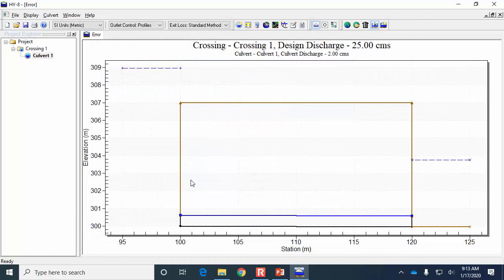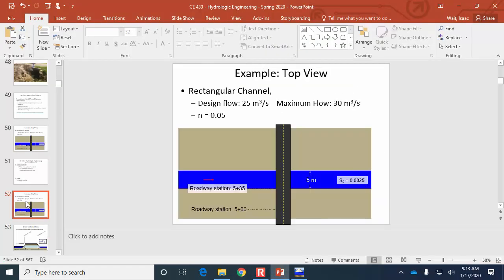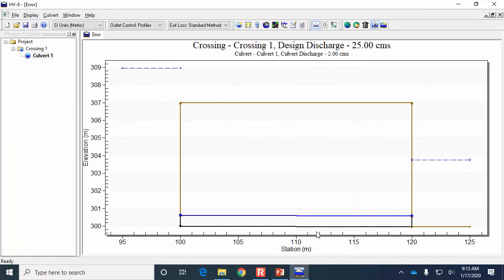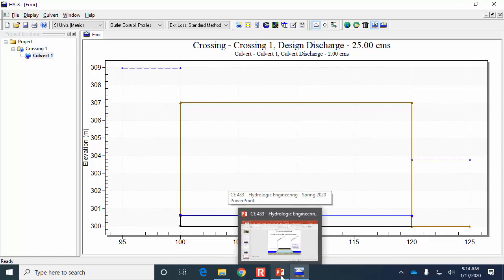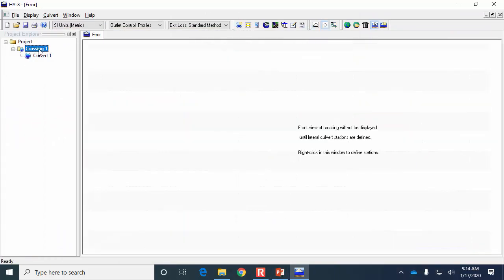Now, this is that same cross-sectional side view, and it shows the elevation of the water at the design discharge of 25 cubic meters per second upstream and the depth downstream. So the analysis that we've performed, the question was, is this pipe okay? The answer is no. Now, it may be the pipe's fault. It may be that the channel itself is just not adequate, the downstream channel. And so let's just play around with our data a little bit.